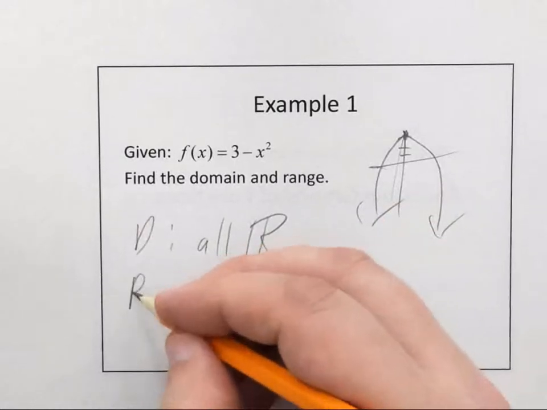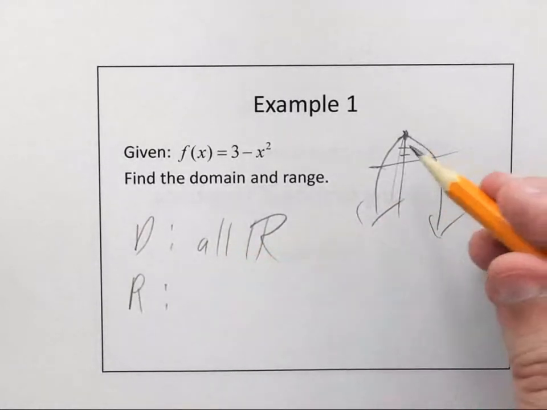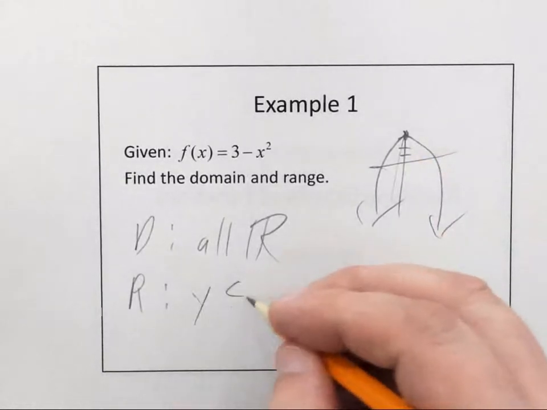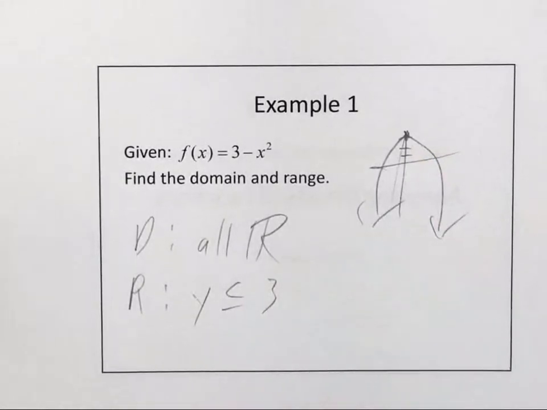The range, though, is limited. The range only goes as high as this 3. So I'm going to put down that it has to be less than or equal to 3. So domain is left and right, range is up and down.